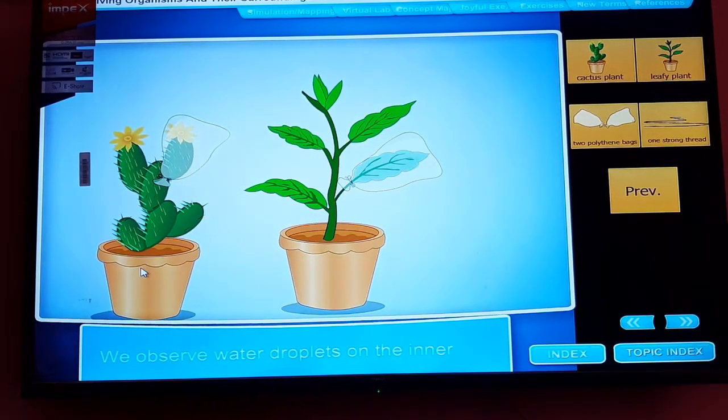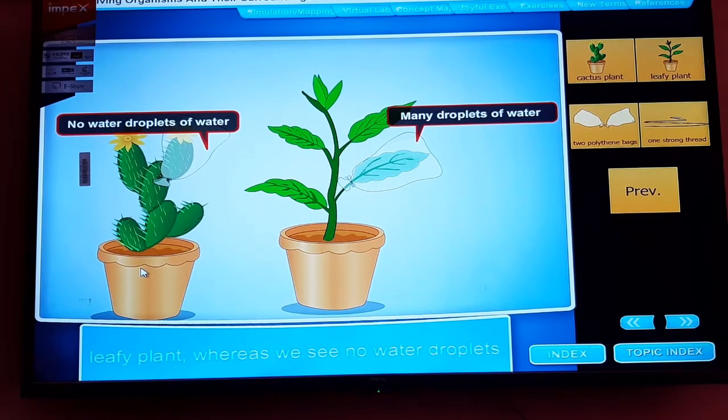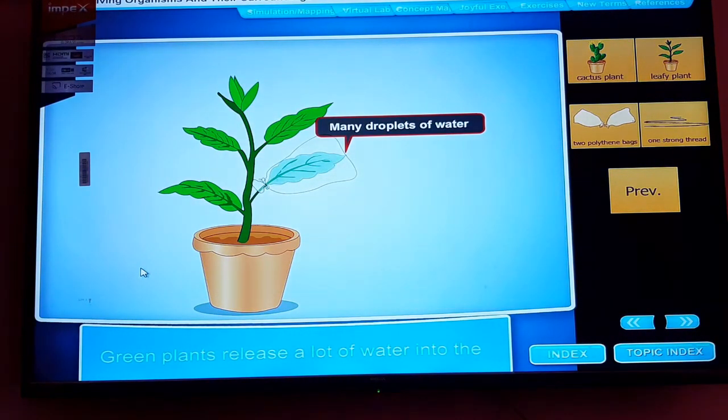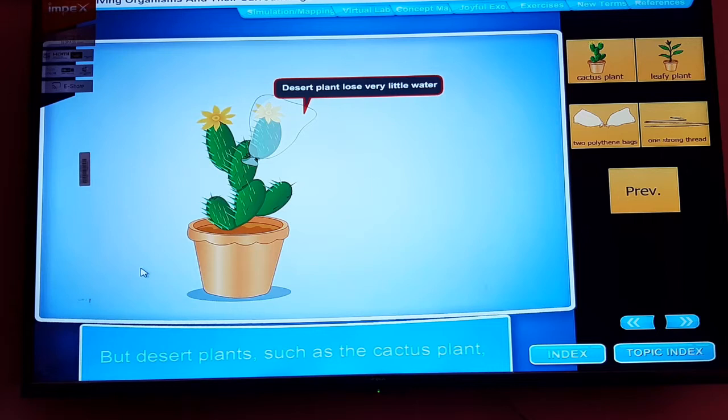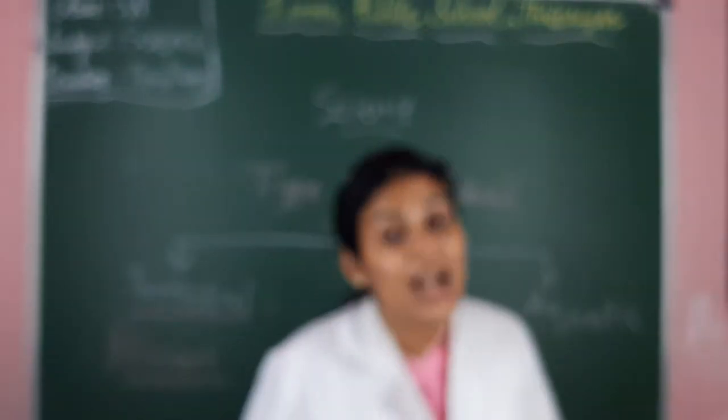Observation. We observe water droplets on the inner surface of the polythene bag tied to the leafy plant, whereas we see no water droplets on the inner surface of the polythene bag tied on the cactus plant. Conclusion. Green plants release a lot of water into the air through the process of transpiration, but desert plants, such as the cactus plant, lose very little water through transpiration. So dear children, I hope all of you understood that there is no transpiration or loss of water happening in the desert plants, whereas there is transpiration, loss of water through the stomata, happening in normal terrestrial plants.